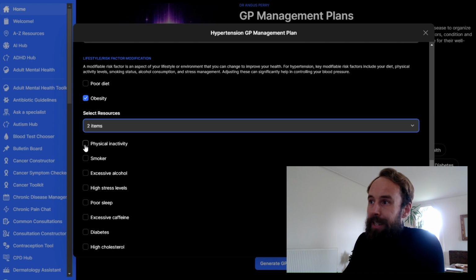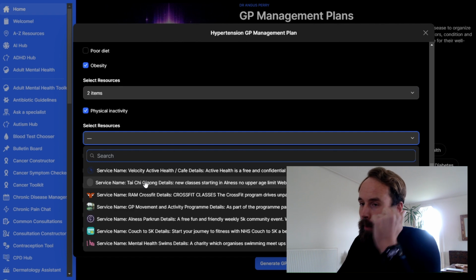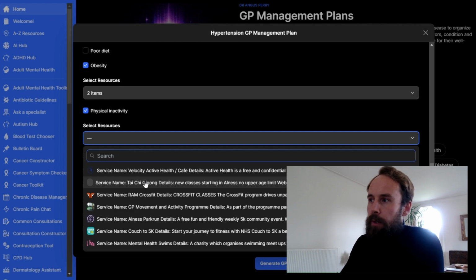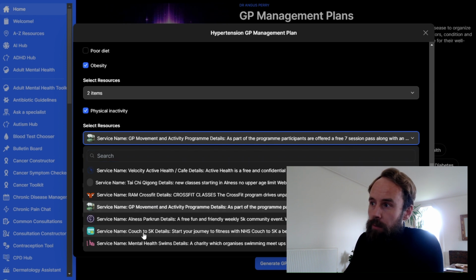then physical inactivity. These are all the resources local to our area which the patient can engage with to help improve their physical activity. If I choose this one here, this is the GP Movement and Activity Program. This is a program that we've developed at our surgery where we are able to prescribe patients exercise. They get free access to a gym membership for a certain time period. So if I choose that, and also we have a park run in Alness, so I'll choose that one as well.